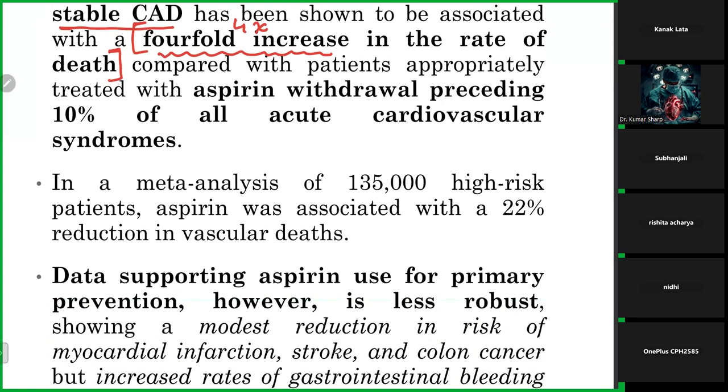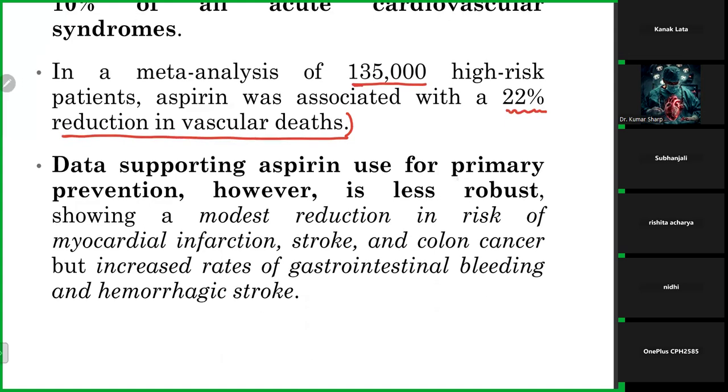There was a meta-analysis including around 135,000 high-risk patients, and aspirin was associated with 22% reduction in vascular deaths. Data supporting aspirin to use for primary prevention is less robust. It is showing a modest reduction in the risk of MI, stroke, and colon cancer, but there is an increased risk of GI bleeding and hemorrhagic stroke.